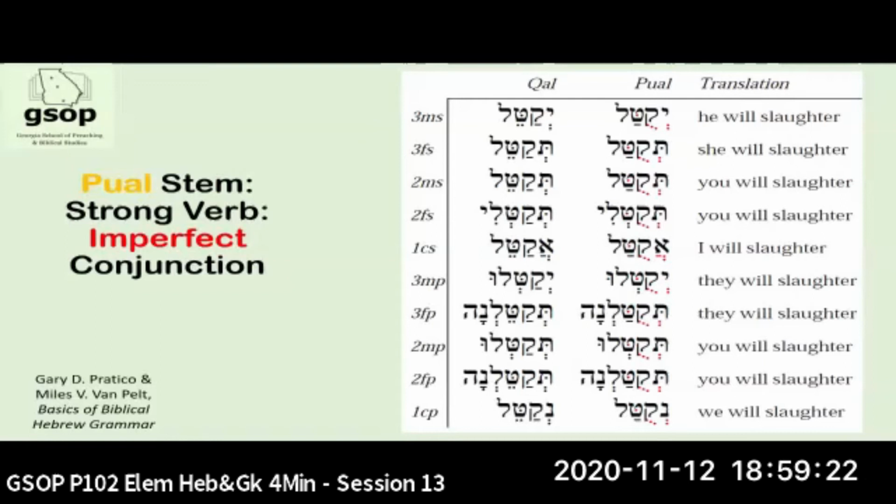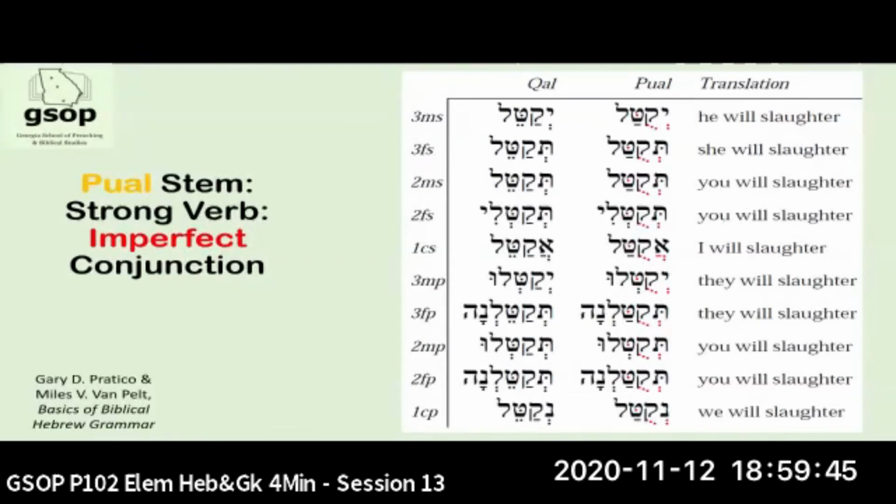He will slaughter, it's future because they're showing the imperfect conjugation, but the passive aspect of the Pual is not being depicted here. I'm not sure why. I'll double check that. Did I confuse everybody? Everybody know what I'm talking about? Robert, you okay? The laugh says no.